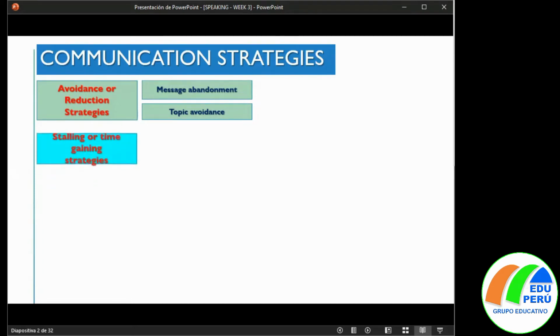Another strategy is stalling or time-gaining strategies. Here they use fillers or hesitation devices. Oh, I mean, well, notice. So they use fillers or hesitation devices. Maybe they don't know exactly what to say. They say, well, let me think, and continue talking. Notice they gain time. That's why it says time gaining.